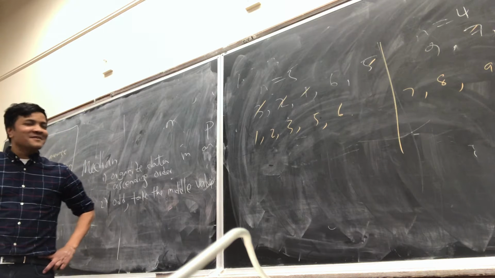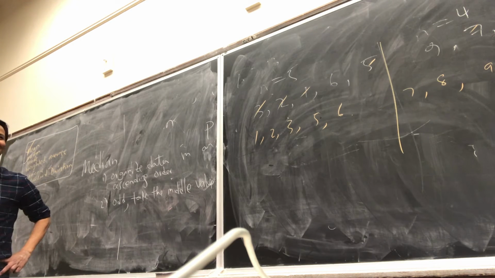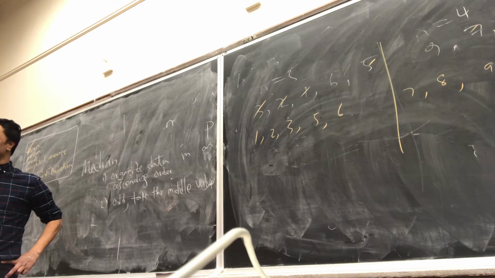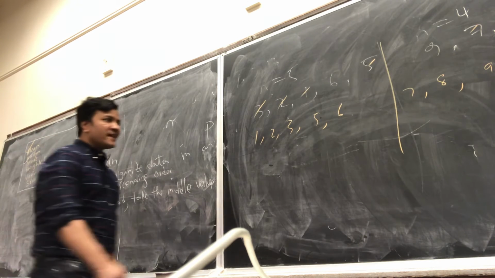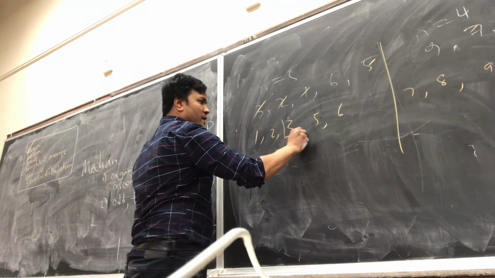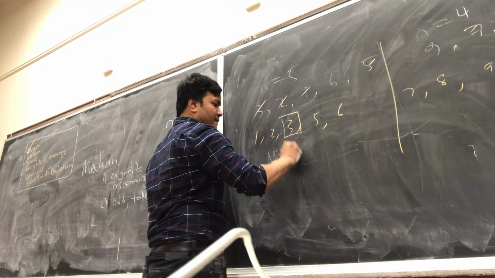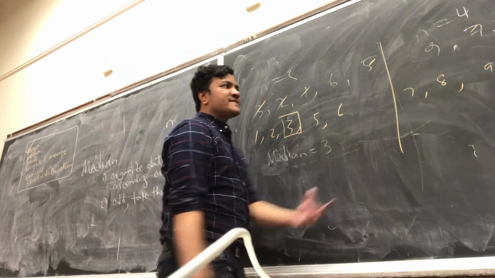Okay. The middle one. All right. The middle one. Okay. So what is the median? Median is 3. What is the median over here?